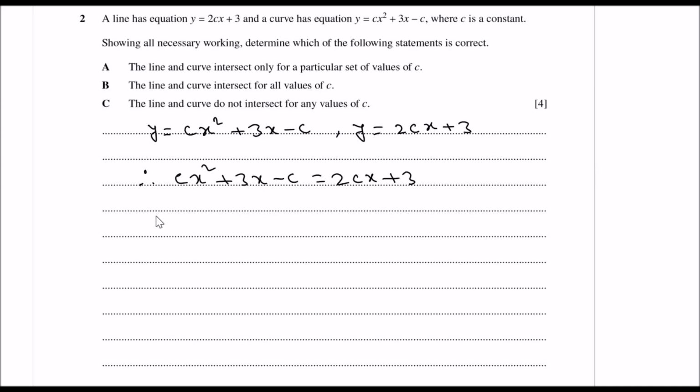Now what we need to do, we need to bring all the terms to the left side and make the right side equal to 0. Okay, so cx square now plus 3x minus 2cx minus c, we have minus 3, will bring here 3 becomes this side, so minus 3, that is equal to 0. Okay, now I have written like terms together, constant term together, x term together, and x square term we have only single.